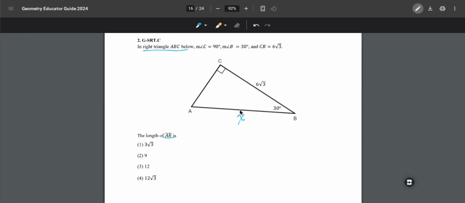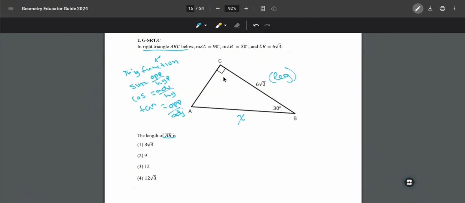So if I want to find a missing side, I know I can rely on my trig functions: sine, cosine, and tangent. For sine, it's the opposite side over the hypotenuse. For cosine, it's the adjacent side over the hypotenuse. And for tangent, it's the opposite side over the adjacent. So I'm given a leg, I'm given a side, and I'm given my x, which I need to determine.